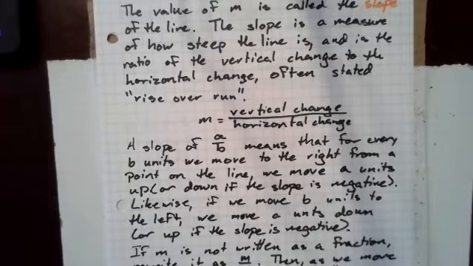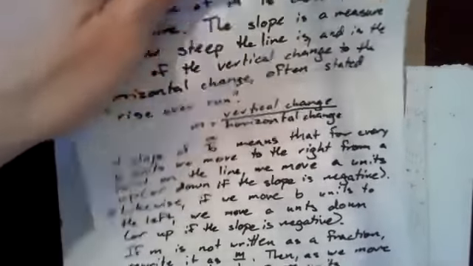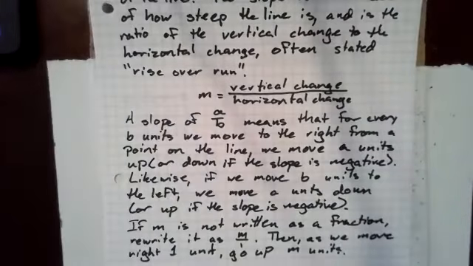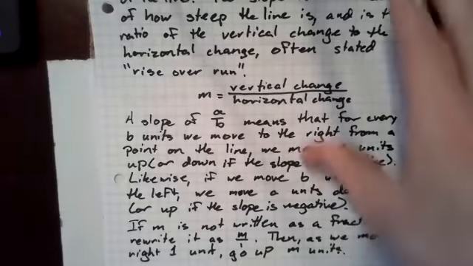A slope of a over b means that for every b units we move to the right from a point on the line, we move a units up, or down if the slope is negative. Likewise, if we move b units to the left, we move a units down, or up if the slope is negative. If m is not written as a fraction, rewrite it as m over 1. Then as we move right 1 unit, go up m units.